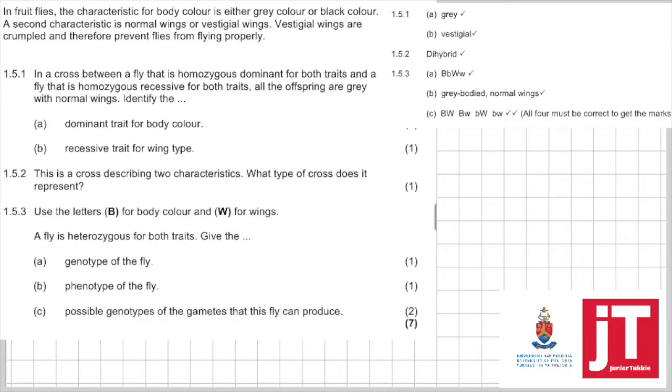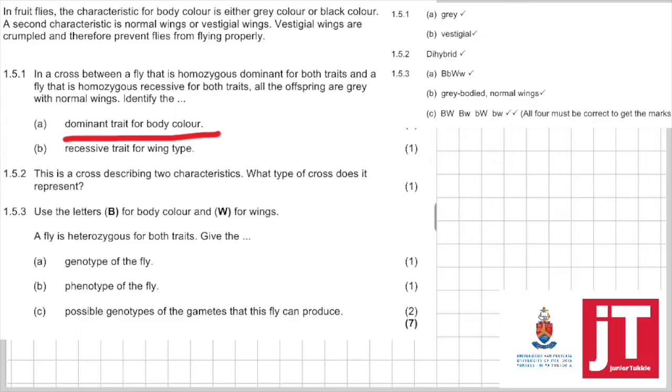Right, 1.5. In fruit flies, the characteristic for body color is either gray or black. A second characteristic is normal wings or vestigial wings. Vestigial wings are crumpled and therefore prevent the flies from flying properly. 151. In a cross between a fly that is homozygous dominant for both traits and a fly that is homozygous recessive for both traits, all the offspring are gray with normal wings. Identify the dominant trait for body color.